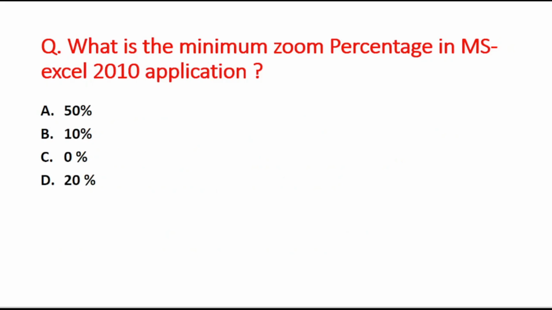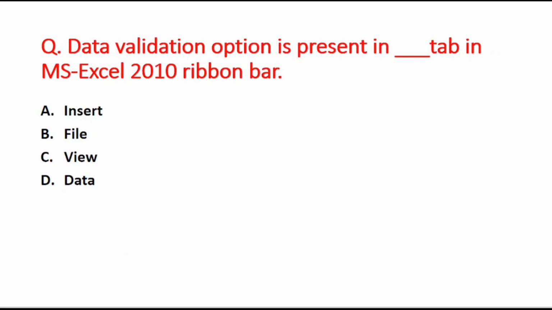Next question is what is the minimum zoom percentage in MS Excel 2010 application. A option is 50%, B option is 10%, C option is 0% and D option is 20%. So the right answer is the option B, that is 10%. Okay, minimum is 10 and maximum is 400 and by default is 100.